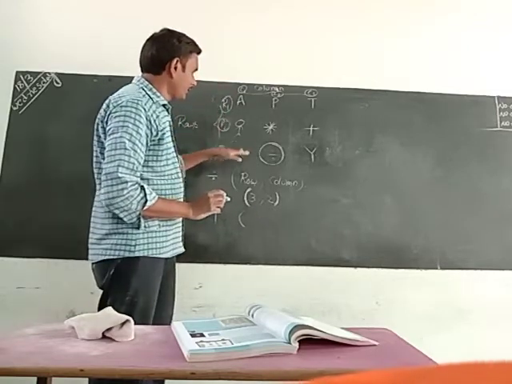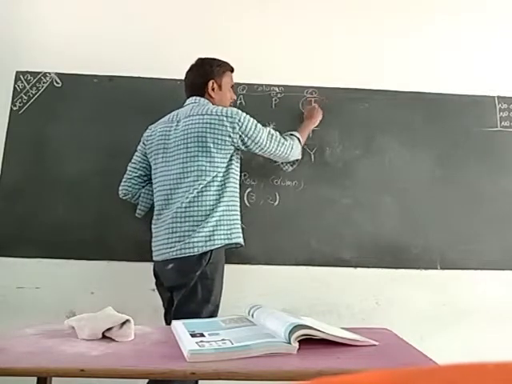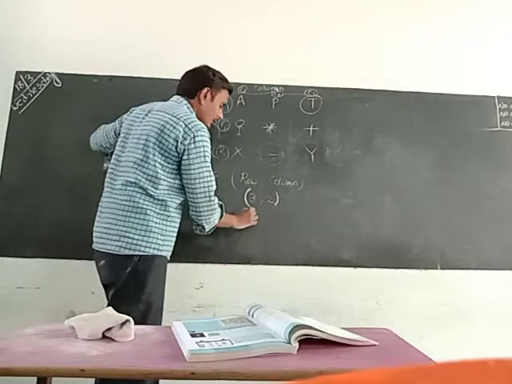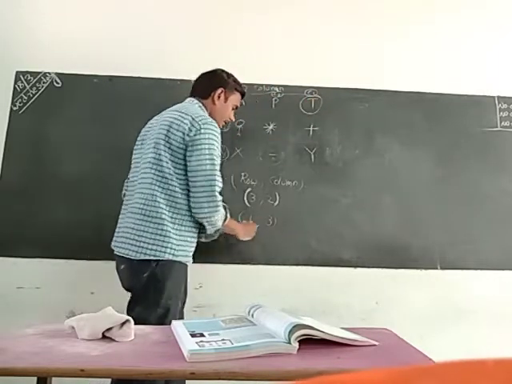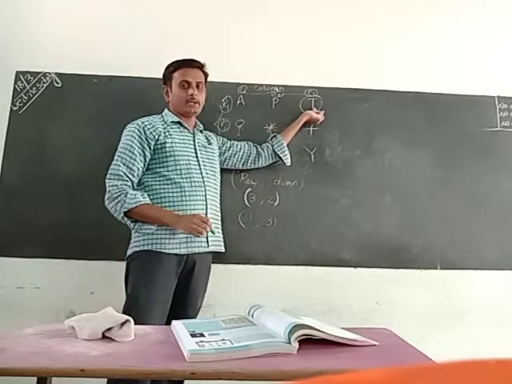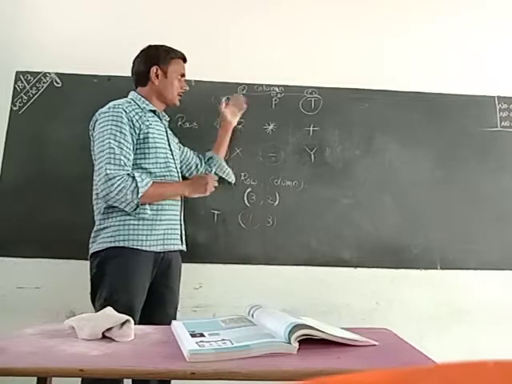Letter T, where is it located? Here it is located. Which row is it in? Row 1. Which column is it in? The third column. That means the location of the letter T is (1, 3), we can write. Okay, that is how we identify the location.